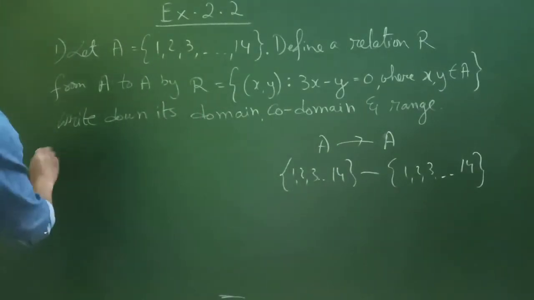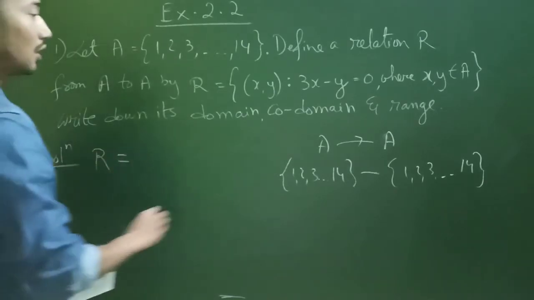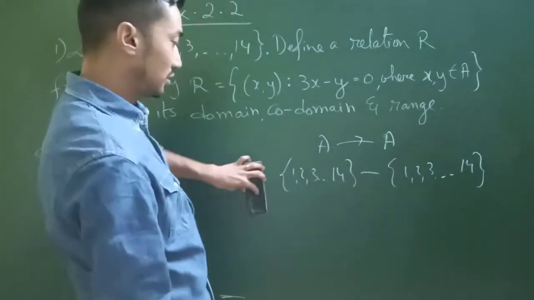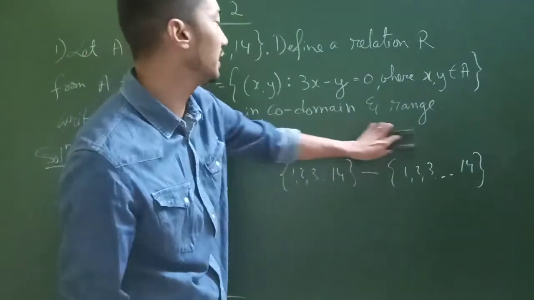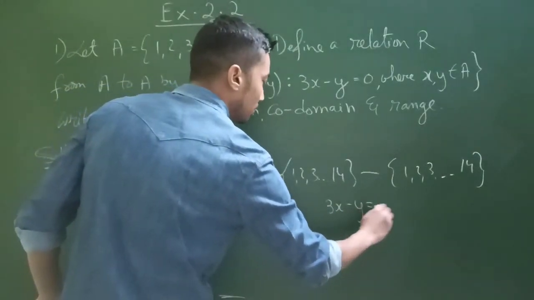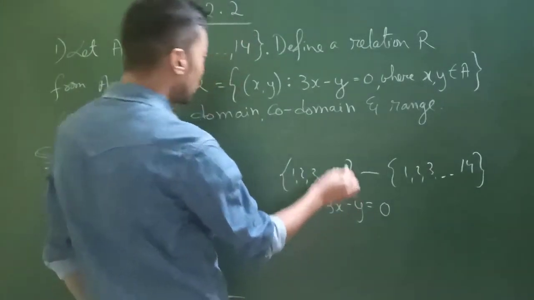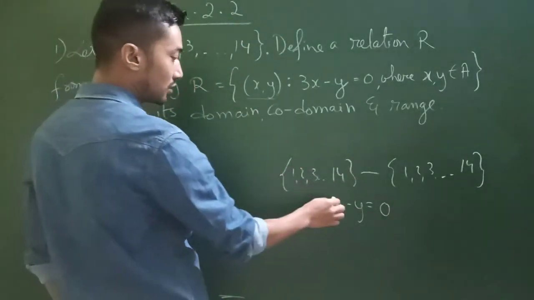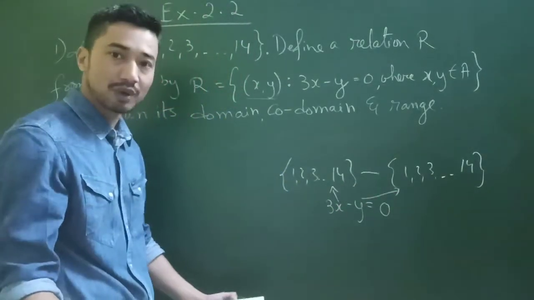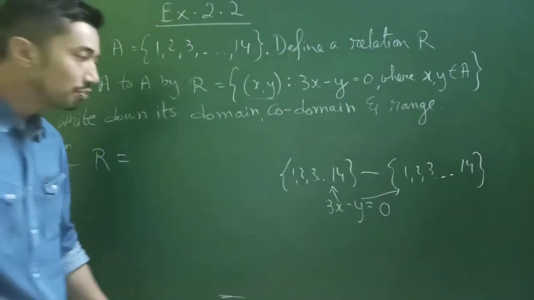The relation R from A to A is defined by R equal to the ordered pairs (x, y) such that 3x minus y equal to 0. Since the ordered pair is defined in x and y, x should come from the first set and y should come from the second set. But here, of course, not a big problem because both the sets are same. So let's see what values can we put.